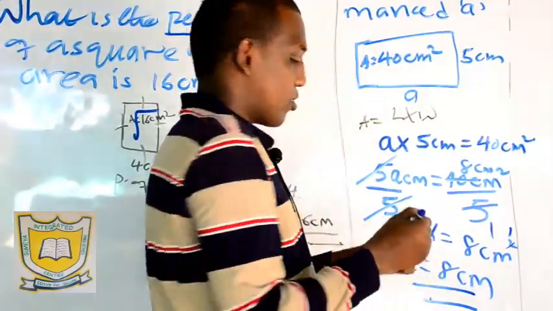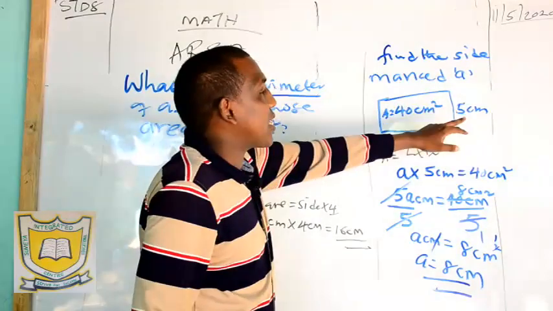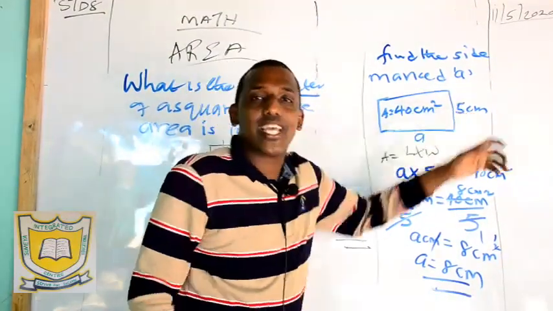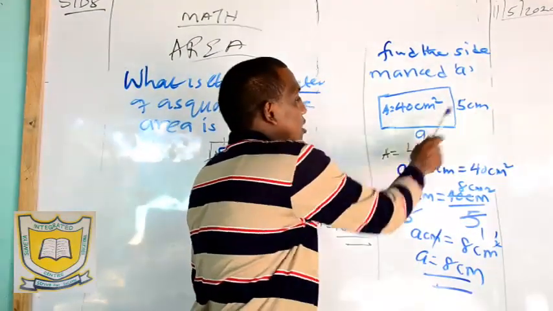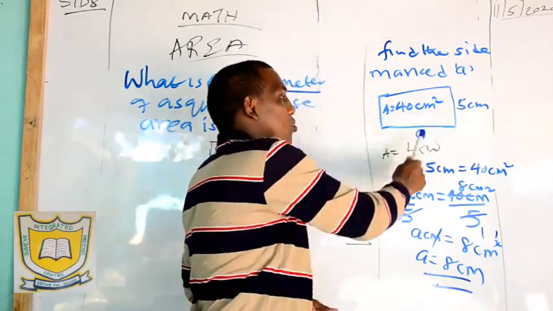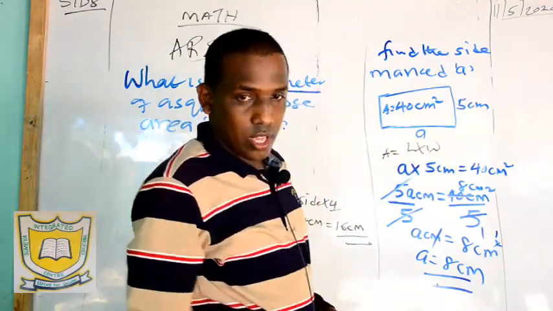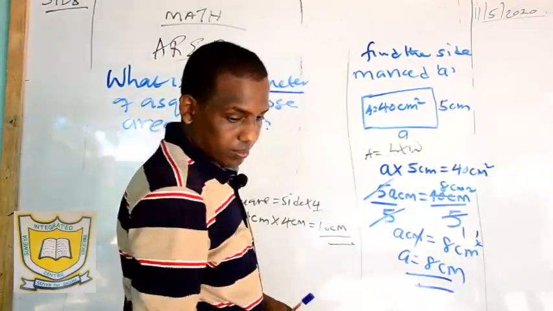That's how we get it. So to get one side, whenever you're given the area of a rectangle, to get the other side, you divide the area by the side you are given. In short, 40 divided by 5 is 8. And when here is 8 and they want this one, you say 40 divided by 8, you get 5. That is how we do that question.